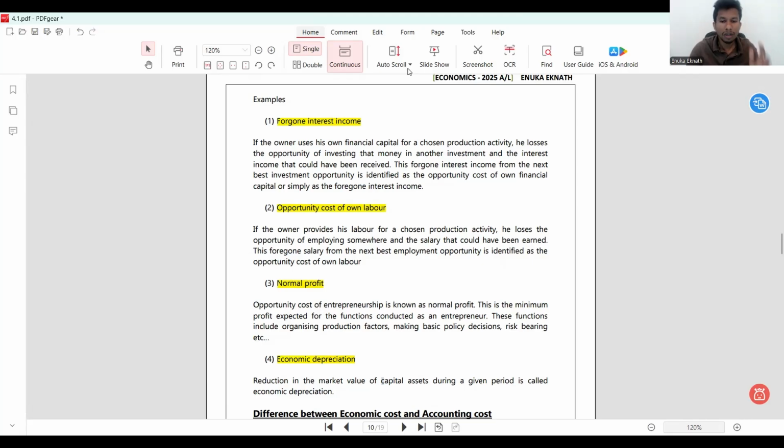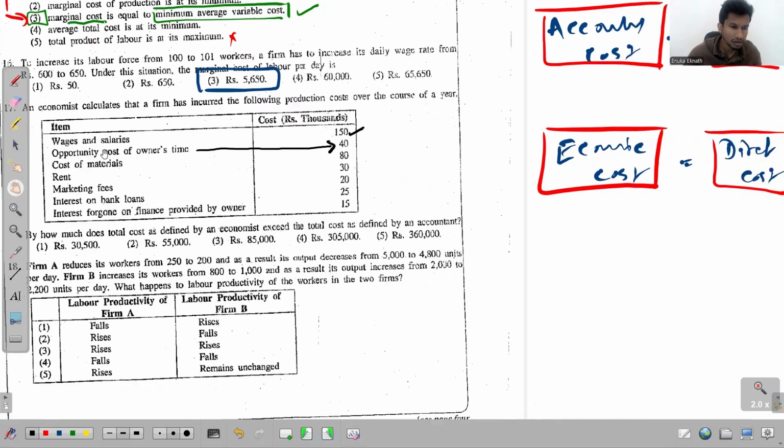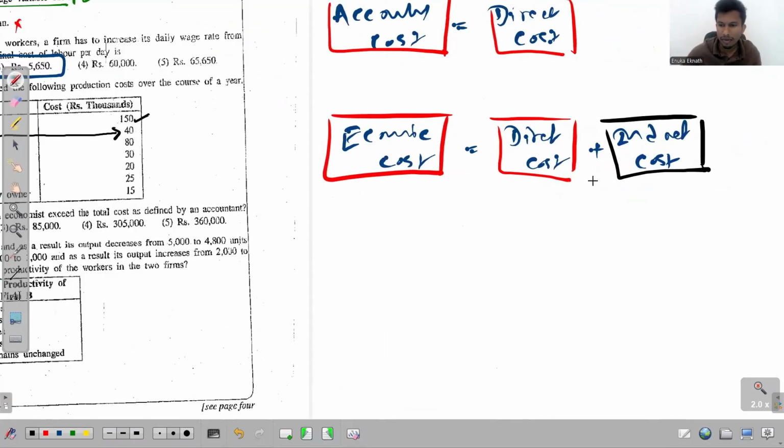Right, now keeping all these things in mind, come back to this question. So wages and salaries is a direct cost, so we don't need to consider that when calculating indirect cost. Opportunity cost of owner's time, see that now, is a component of our indirect cost. So let me just take that value here.